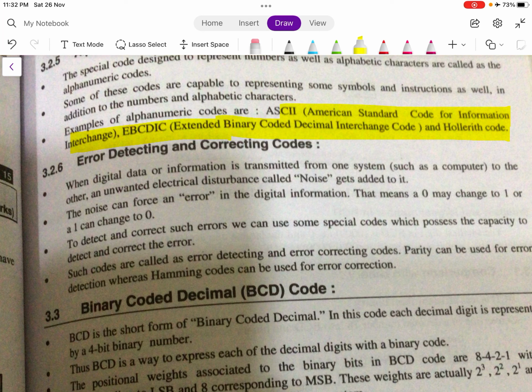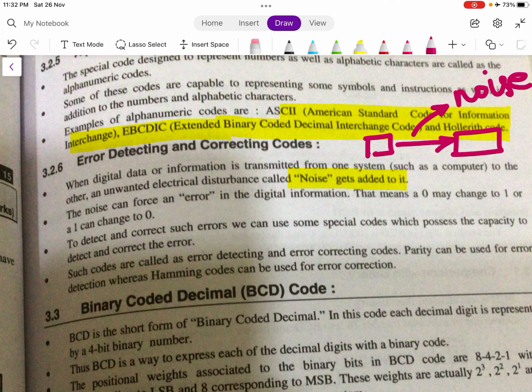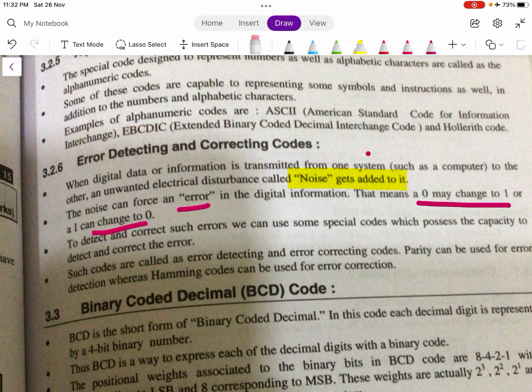Error detecting and correcting codes. When digital data or information is transmitted from one system to another, an unwanted electrical disturbance called noise gets added. The noise can force an error in the digital information. This means 0 may change to 1 or 1 can change to 0.